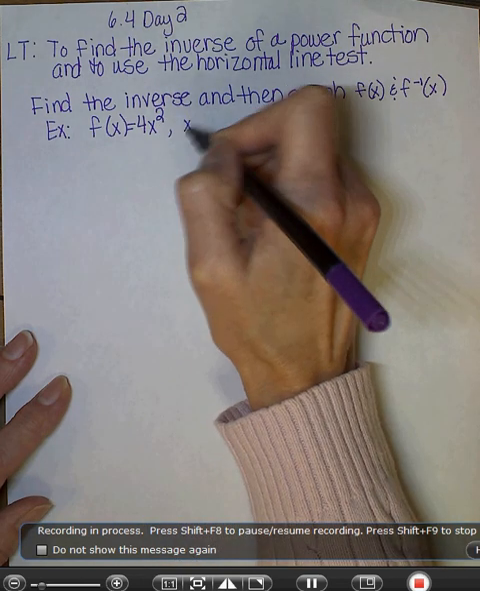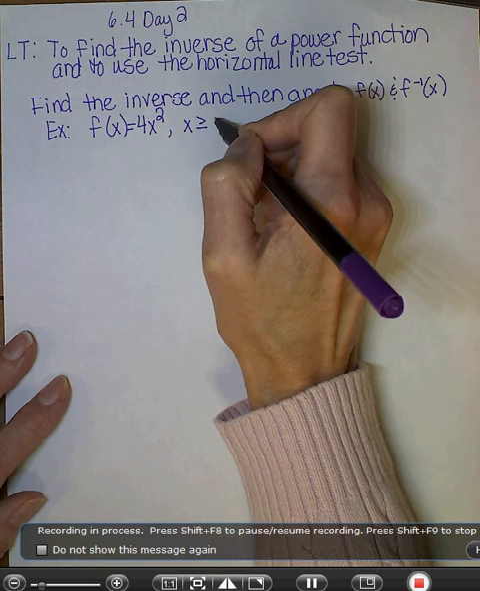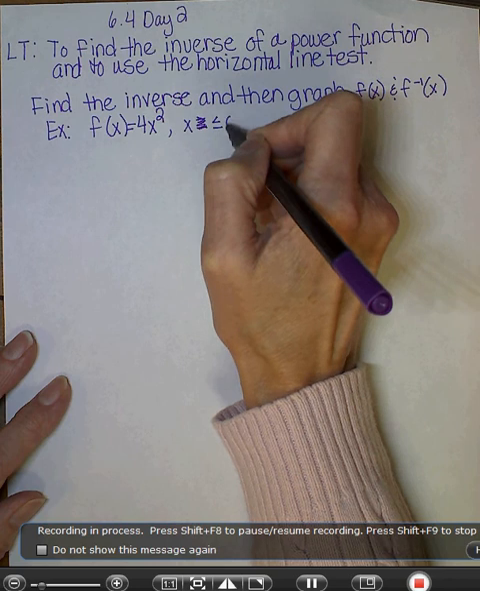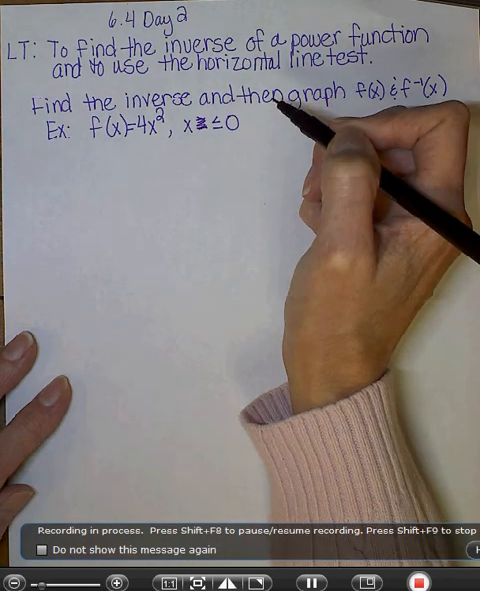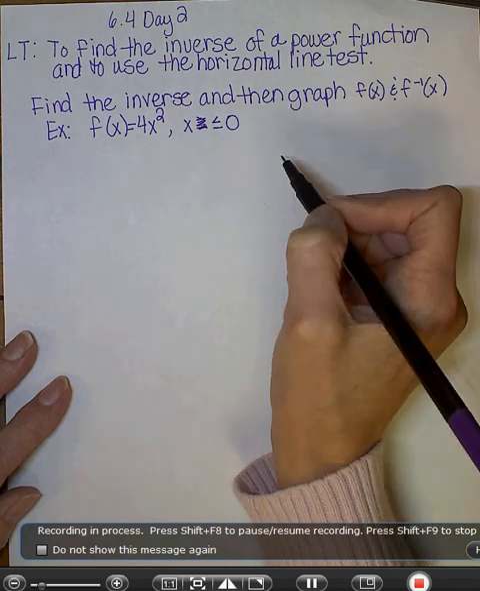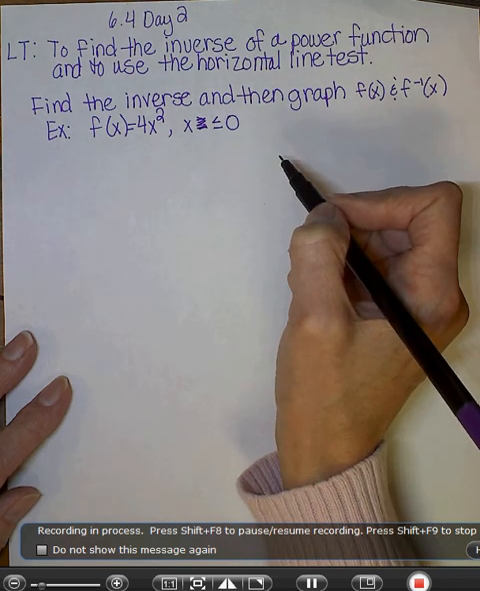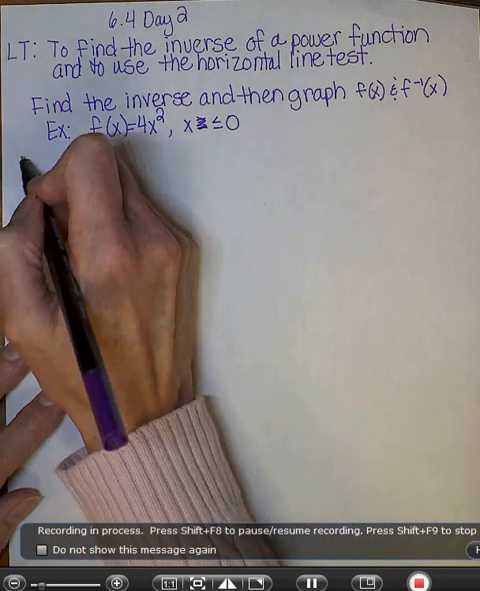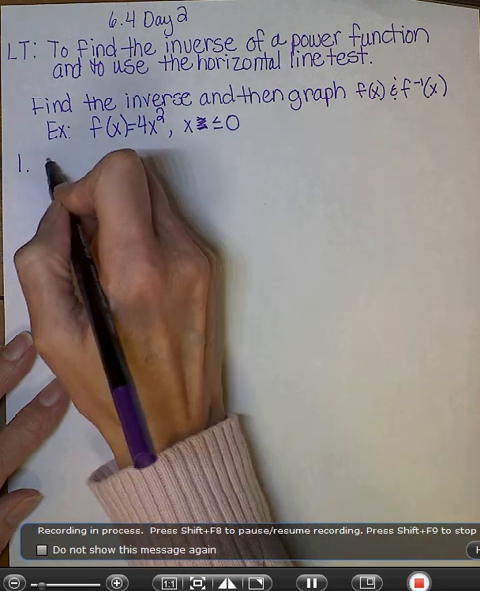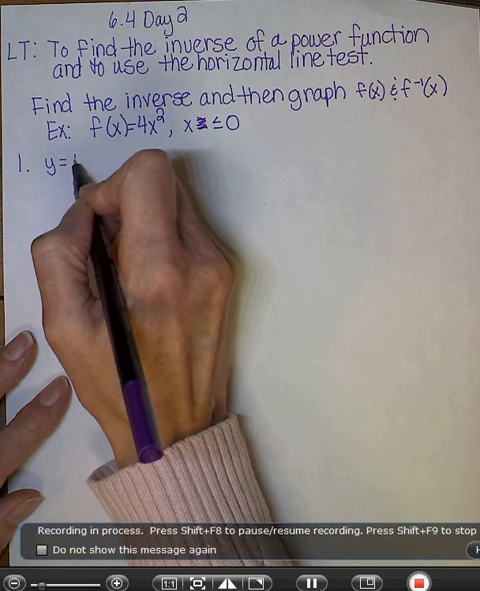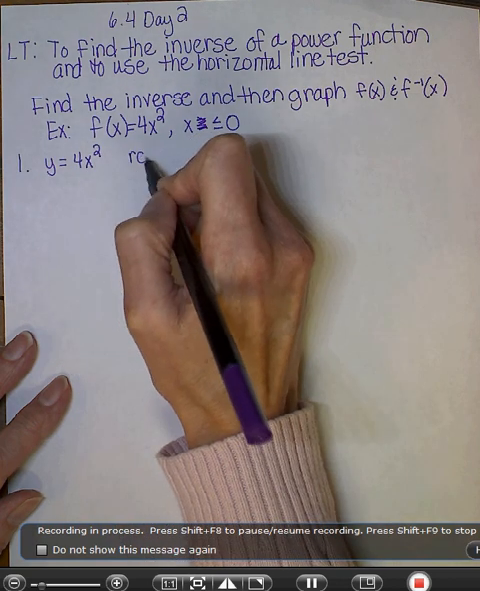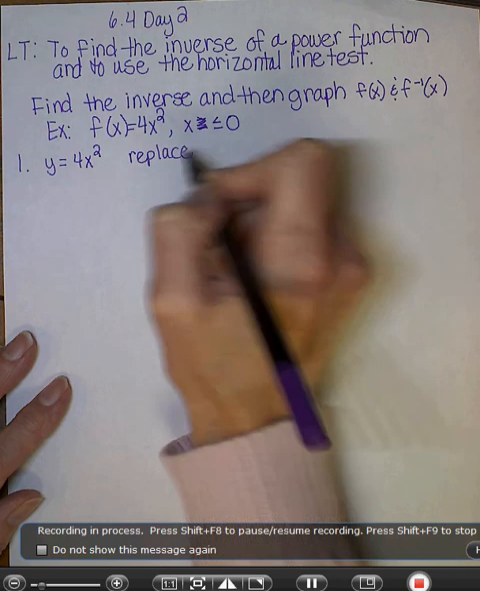And then they're going to tell us that x is supposed to be less than or equal to 0. Okay, so we'll talk about this in a minute, but what that means is x has to be either 0 or negative numbers. Okay, so we're going to do our steps to find the inverse. This one's set equal to f of x, so the first thing we need to do is set it equal to y. So we're going to replace f of x with y.